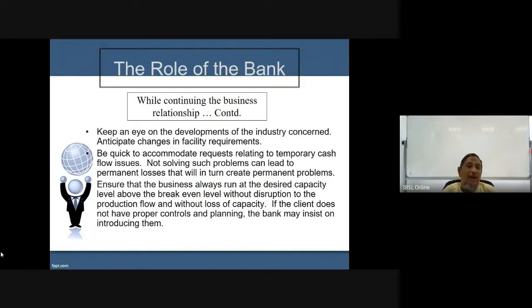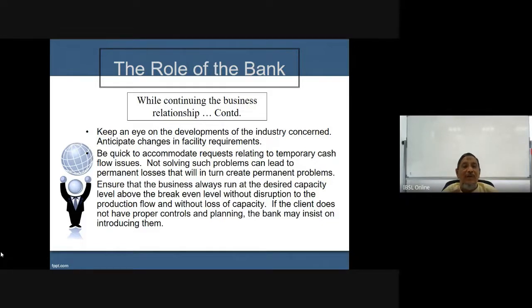Keep an eye on the development of the industry concerned. Anticipate changes in the facility requirements. When the industry is changing, for example, new machinery has been introduced, new concepts and new products have been developed, anticipate those changes and ask the customer to change accordingly. Otherwise, his product will be obsolete in the market.